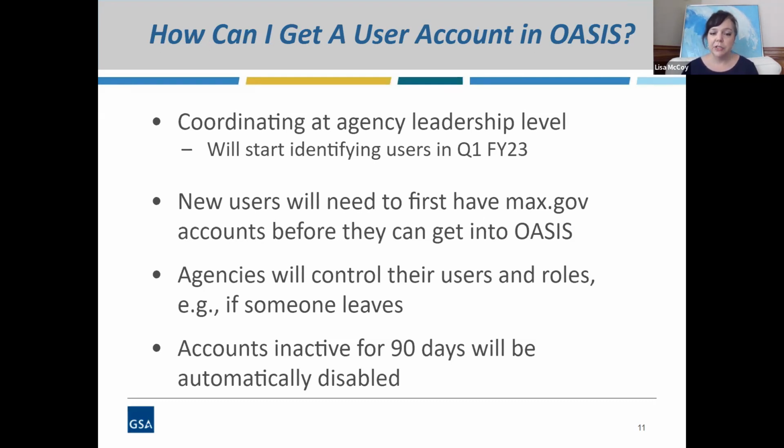Once you become an OASIS user, your agency will have the ability to add, delete, modify a role for any of your AB codes folks that are in there as users. So you will have that control. And as with any other system, there is a security requirement that if you're not active in OASIS for 90 days, your account will automatically be disabled, but if you do need to come back in, you will be able to ask for that to be reactivated.